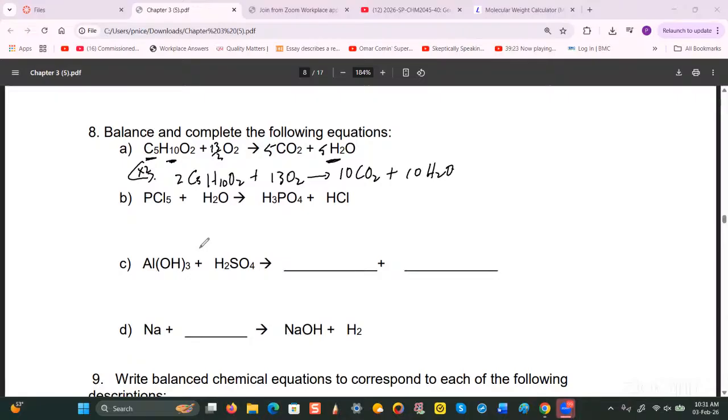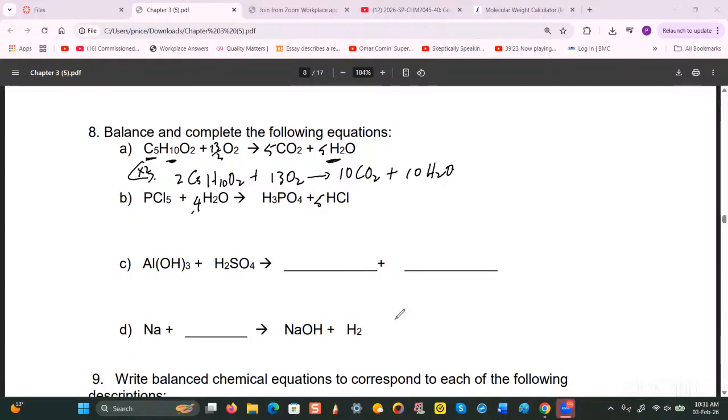It would be PCl5 plus 4H2O equals H3PO4 plus 5HCl. And what goes here? Nothing. And what goes here? 5. So let me see, phosphorus is balanced. Chlorine is balanced, and the hydrogens and oxygens are balanced too. Okay, I would agree with that, yep.